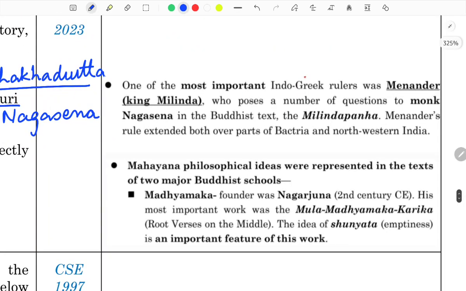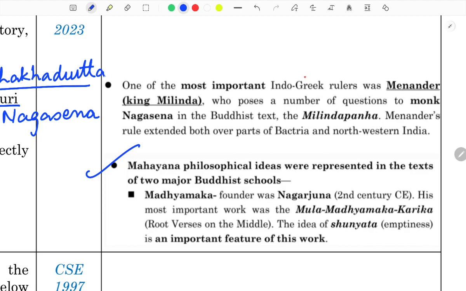One of the most important Indo-Greek rulers, as mentioned in your notes, was Menander, King Milinda, who poses a number of questions to the monk Nagasena in the Buddhist text, the Milindapanha. Menander's rule extended both over parts of Bactria and northwestern India.